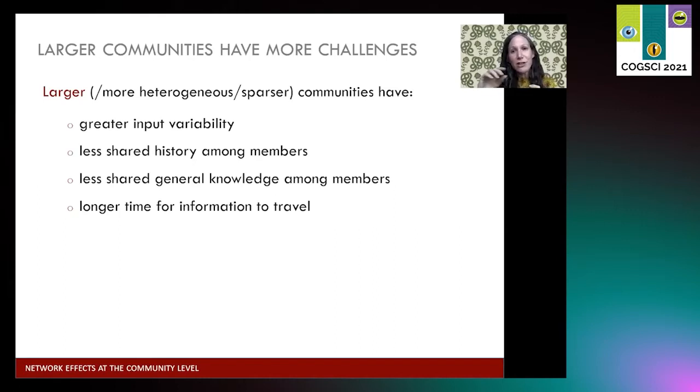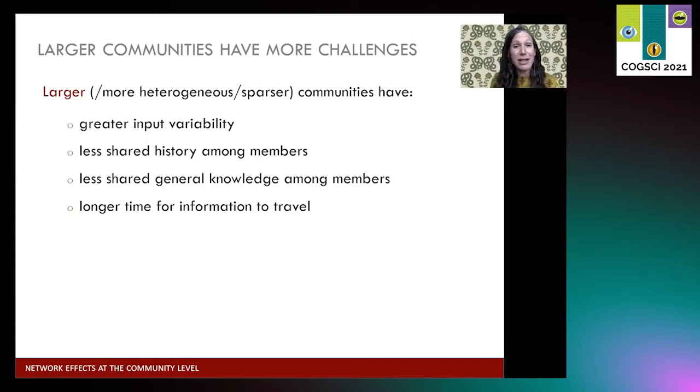In larger communities, you're also more likely to have to interact with someone that you've never interacted with beforehand, and therefore that you have no shared history with. And more than that, those people are also more likely to be more different from you. So they're more likely to not have the same general knowledge that you do. They may not come with the same expectations. And in general, it also takes much longer for information to travel inside larger communities.